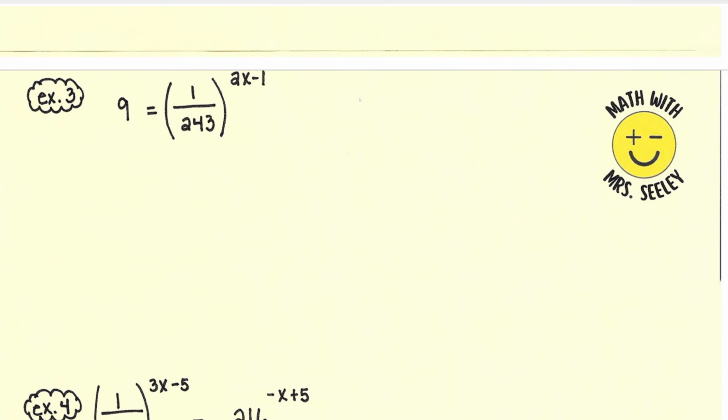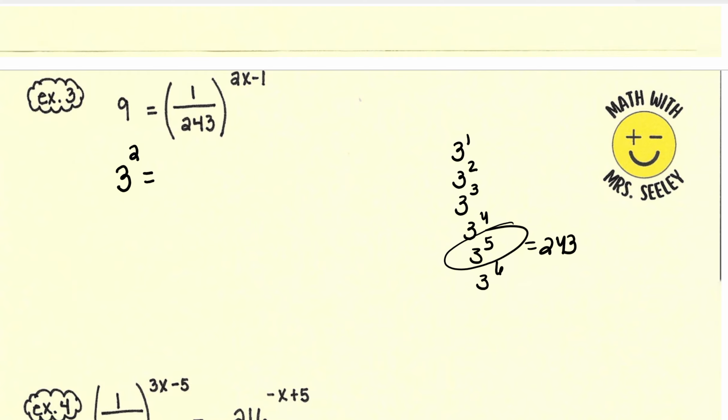This time I have 9 to the x equals 1 over 243. So I'm thinking about a base, and with 9, it's pretty obvious that that's going to be 3 squared. Now, I need to take this 243 and think about what power that is to 3. Again, 3 to the 1st, 3 to the 2nd, 3 to the 3rd, 3 to the 4th, 3 to the 5th. Just keep playing with those numbers on your calculator until you find it. And it happens to be 3 to the 5th power is equal to 243.